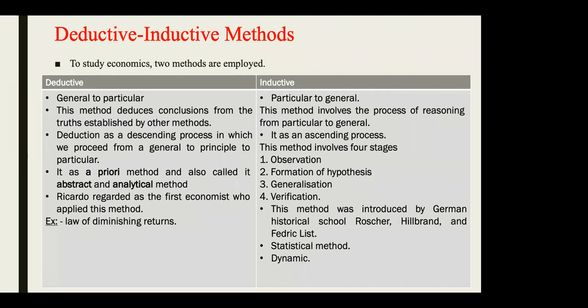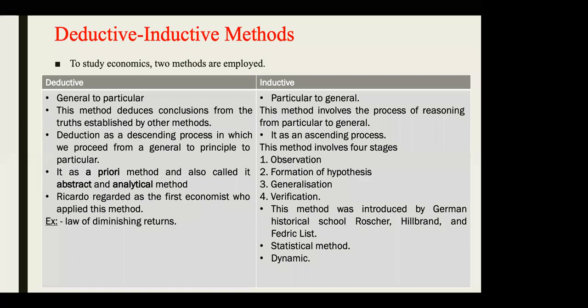Deduction is a descending process in which we proceed from general principle to particular. The deductive method is also called the a priori method, and it is also called the abstract or analytical method. Ricardo was the first economist who applied this method. An example of deductive is the law of diminishing returns, where we summarize a whole bunch of cases, and then we give a law called the law of diminishing returns.